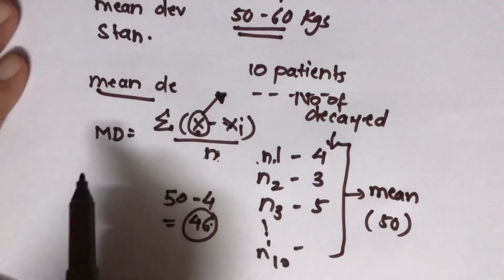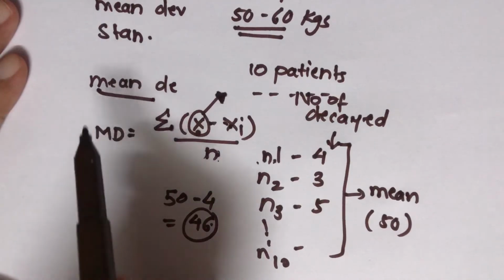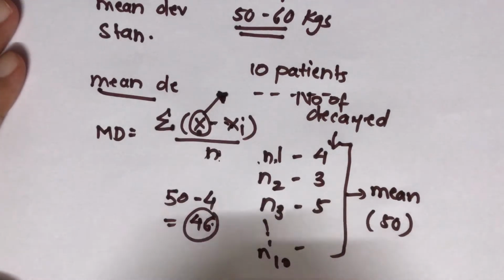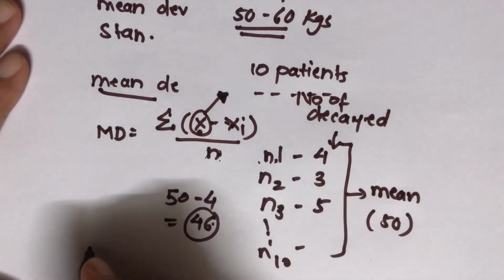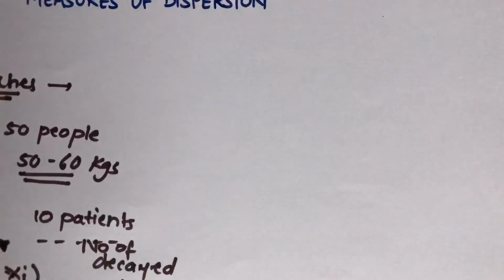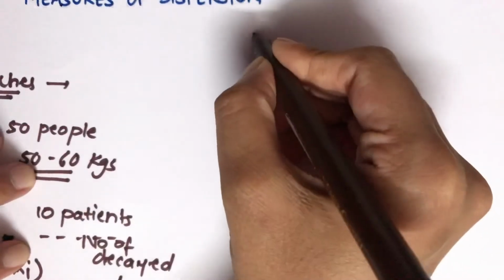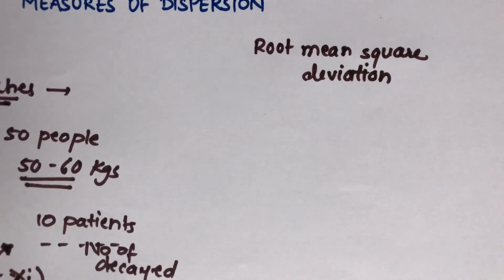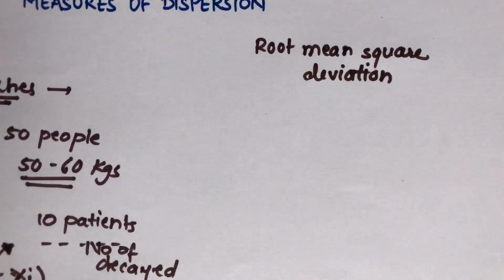To overcome the problem of this mean deviation, we use the most commonly used and the best measure of dispersion, that is nothing but your standard deviation. Standard deviation is the most important and widely used measure to study dispersion. It is also known as root mean square deviation, because it is the square root of the mean of the square deviation from the arithmetic mean.